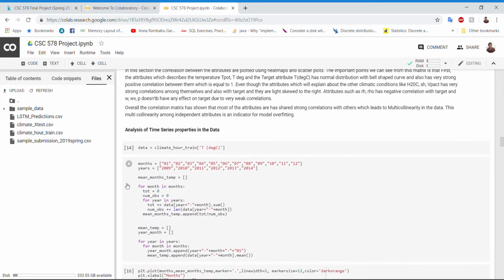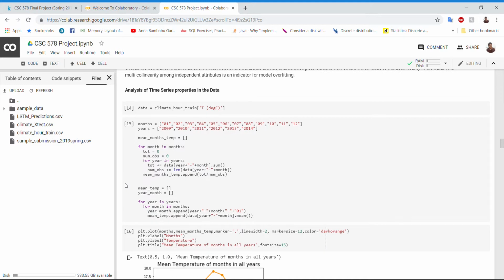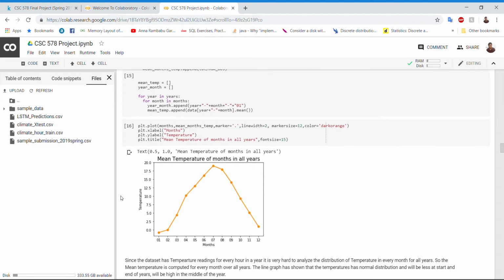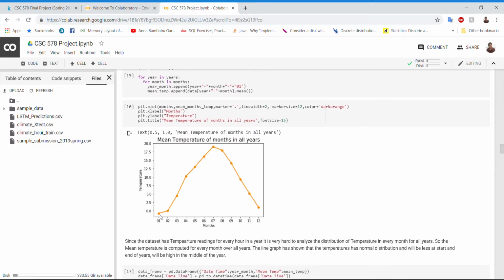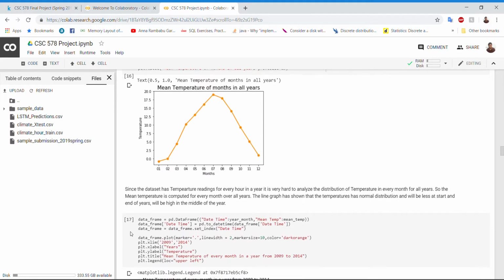And after that, I am showing the time series characteristics of the data. And here I have calculated the mean temperature for every month over all years, and that's how it is plotted. And here we can see the distribution is a bell curve, and the temperature will be low in January and February and will be high in months 6 and 7. Again it will be low in December.